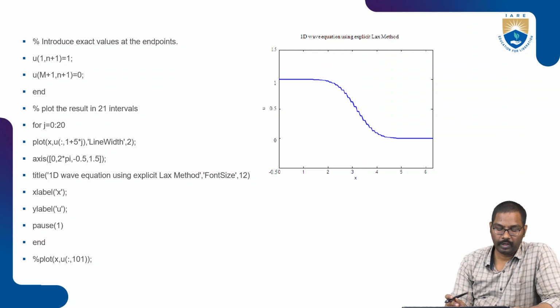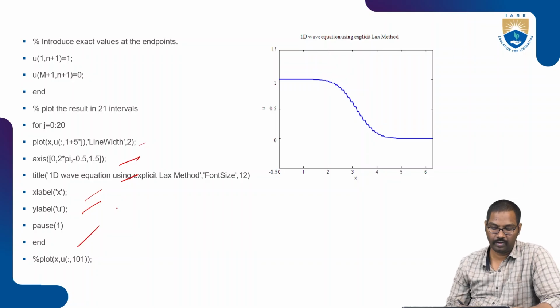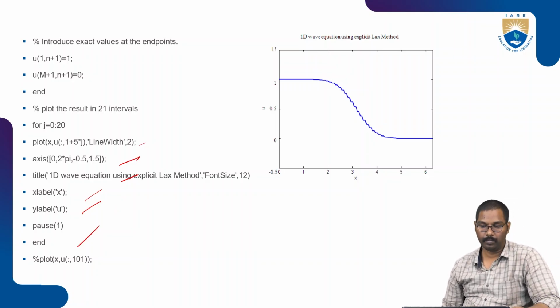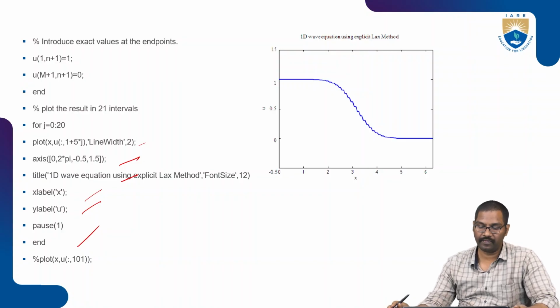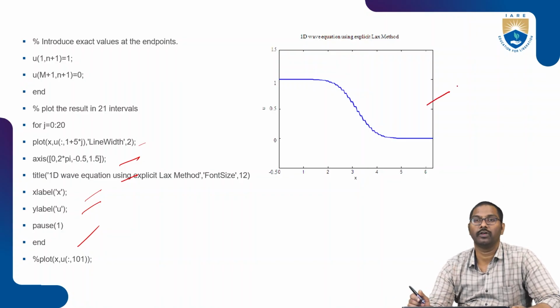So then introducing the exact values at the endpoints, that is 1 and 0, as it is given in the problem. Then plotting the domain for the 21 intervals. We are defining the axis, title, x label, y label, and the line width of the graph, and we are pausing it for the time situations. So this is the resultant graph we are going to obtain after executing the program in the MATLAB window.